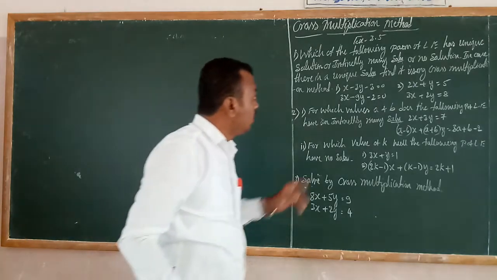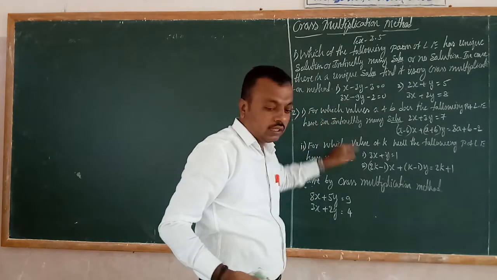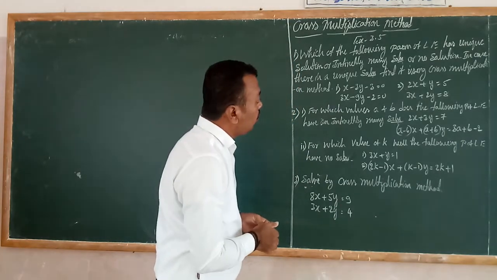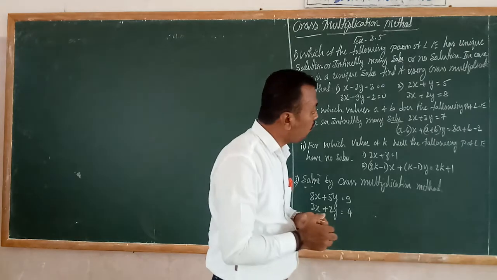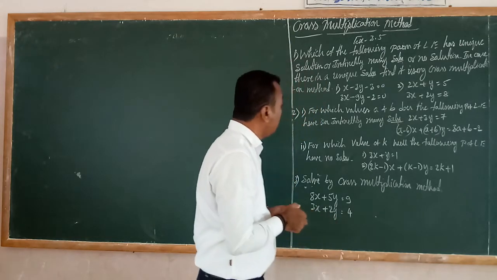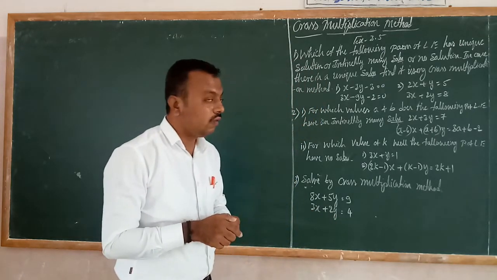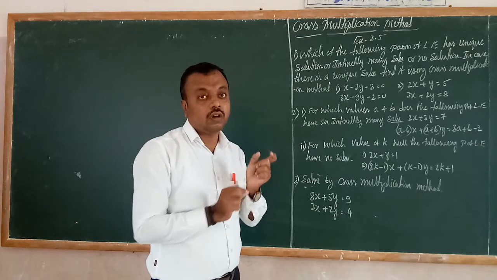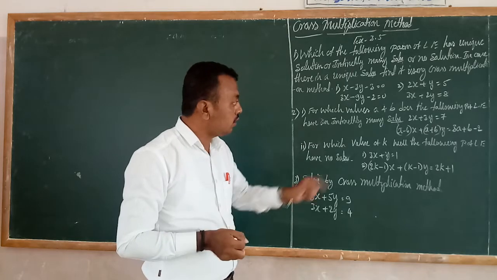Yes, in that main, the third and fourth questions are there. You have to solve them at home. Okay. We will go directly to the second main. For which values of A and B does the following pair of linear equations have infinitely many solutions? Infinitely many solutions means A1 by A2, B1 by B2, C1 by C2 are equal to each other. So let us start it.